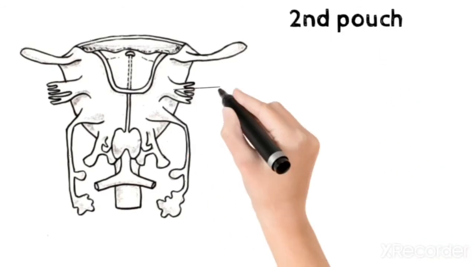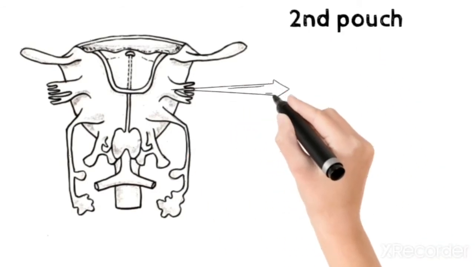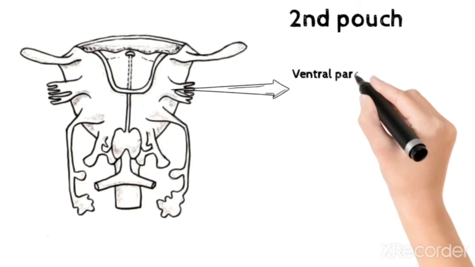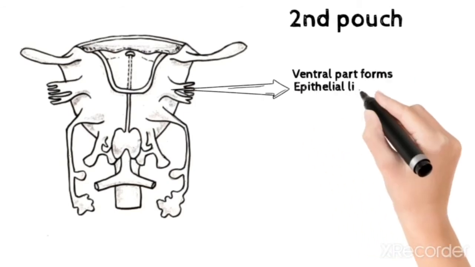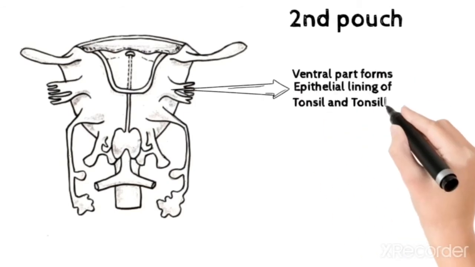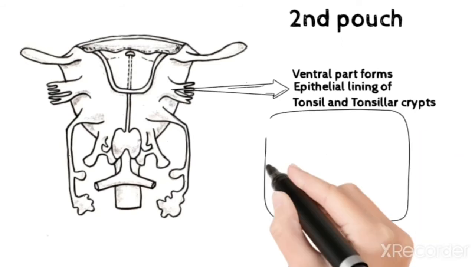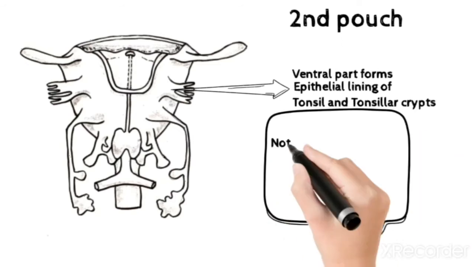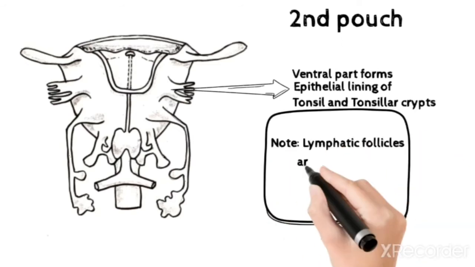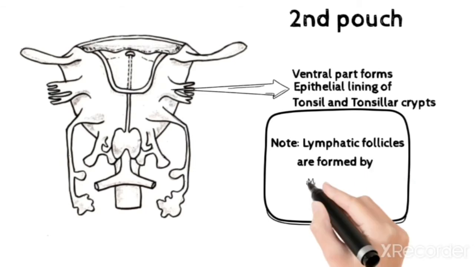Derivatives of the second pouch. The ventral part of the second pouch forms the epithelial lining of the tonsil and tonsillar crypts within the tonsil. But remember that the lymphatic follicles are formed by the mesoderm.